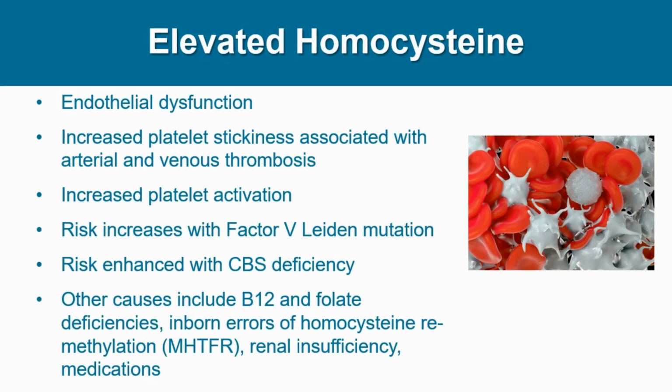It can lead to endothelial dysfunction, increased platelet stickiness associated with arterial and venous thrombosis, increased platelet activation. Risk factor is increased when there's factor V Leiden mutation. It could also increase the risk if there's a CBS deficiency. But other things include B12 and folate deficiency, inborn errors of homocysteine remethylation, and kidney issues and certain medications.